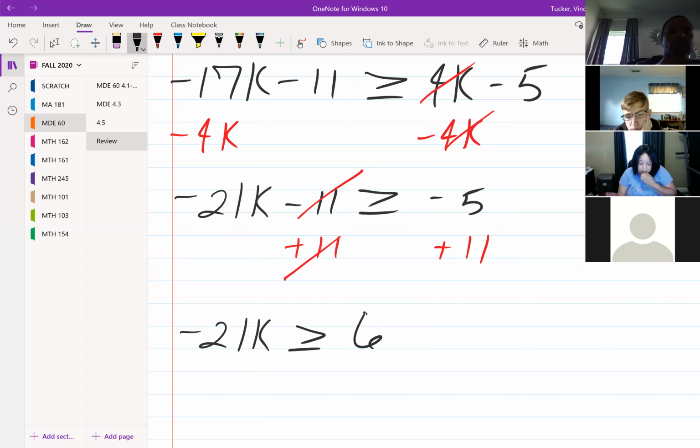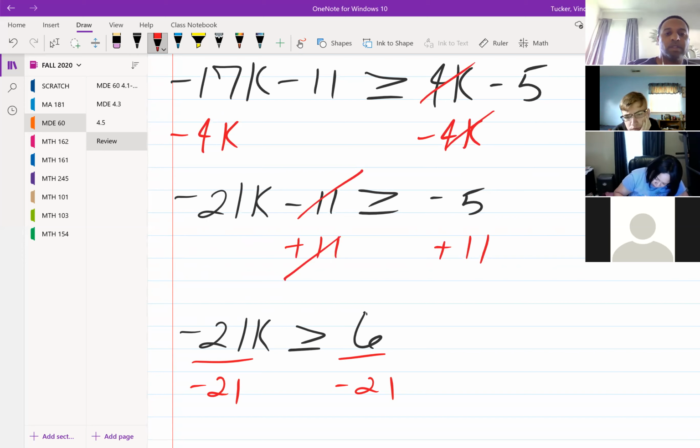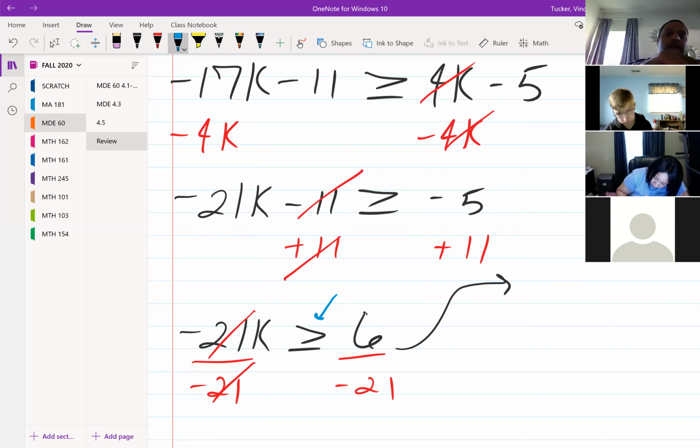All right, so now we'll divide by negative 21. All right. And don't forget, when dealing with inequalities, if you divide or multiply by a negative, then you must flip the inequality.